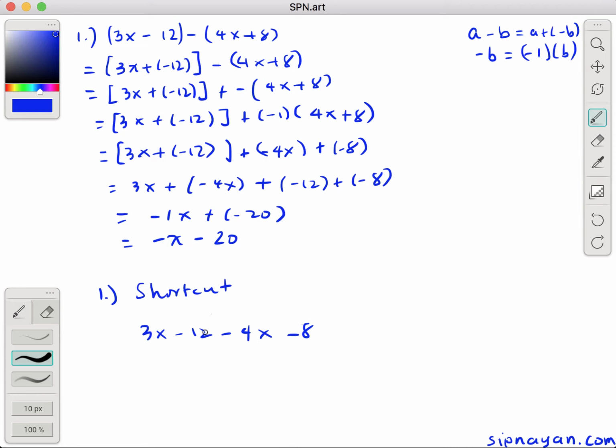So kung sanay kayo sa subtraction ng integers, kung hindi kayo nalilito, wala tayong problema dito because this becomes 3x minus 4x and then minus 12 minus 8. So 3x minus 4x is negative x, negative 1x, and then minus 12 minus 8 is negative 20. So, mayroon tayong problema dito.